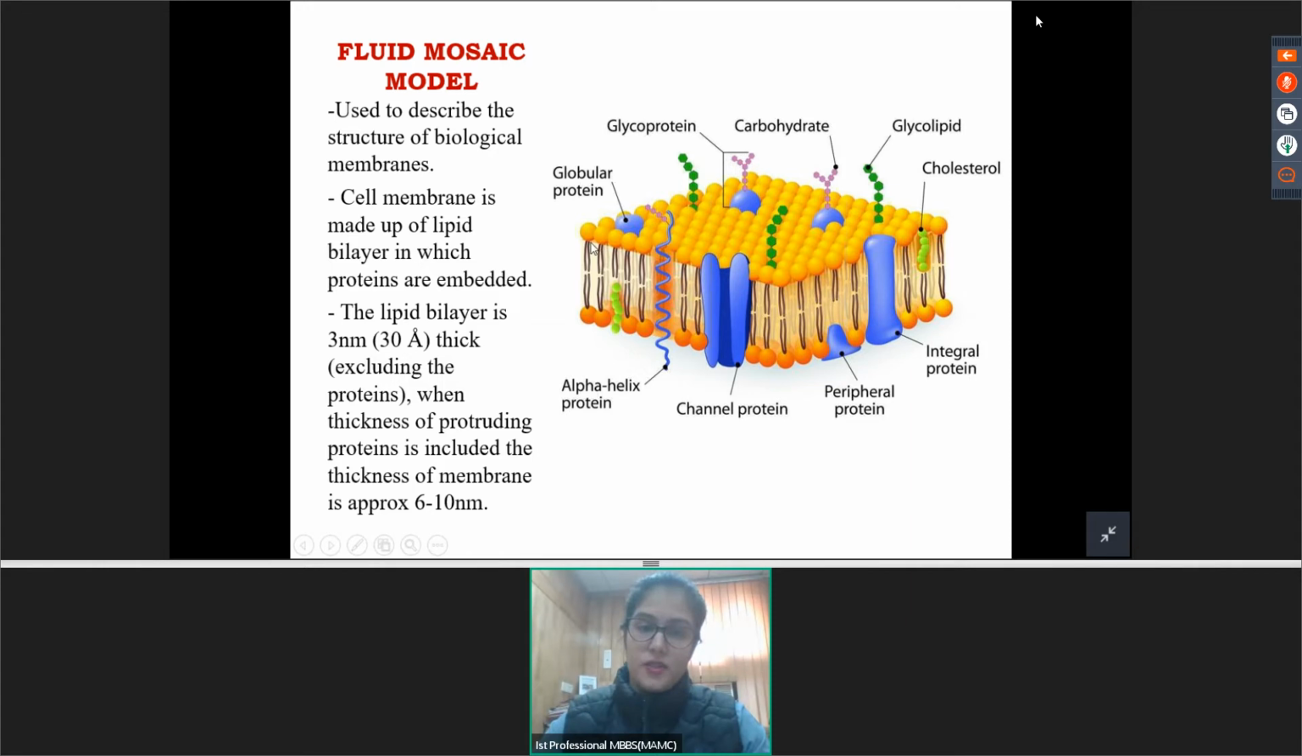Now, what is the thickness of this membrane? If you consider the thickness only of the bilayer, which includes the two layers of the membrane, then it is approximately 3 nanometers. But if you include the thickness of the proteins that are protruding from the surface of the membranes, then the thickness is approximately 6 to 10 nanometers.